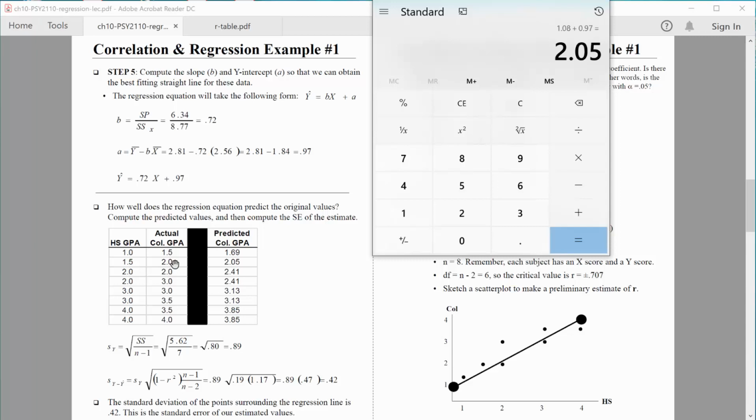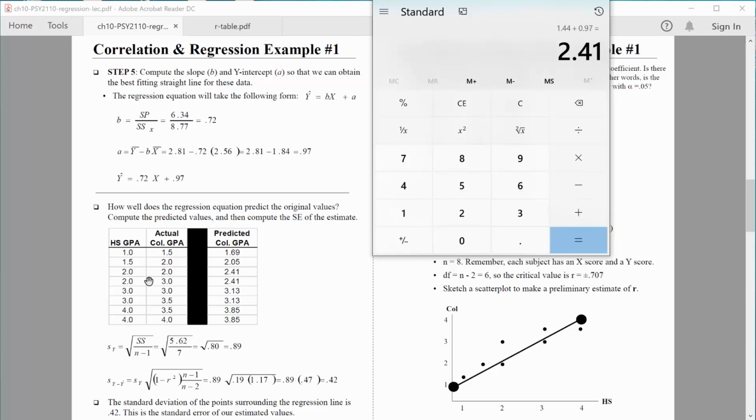Let's just do one more. This next person has a high school GPA of 2. Let's take 0.72, multiply by their high school GPA, which is 2, and then add to that 0.97. So we would predict that those people who earn 2s in high school would earn a 2.41 in college. This particular person earned a 2.0 in college. So this particular prediction isn't quite as close as the ones we saw previously, but it's also not all that far away. In this case, it's within half a grade.